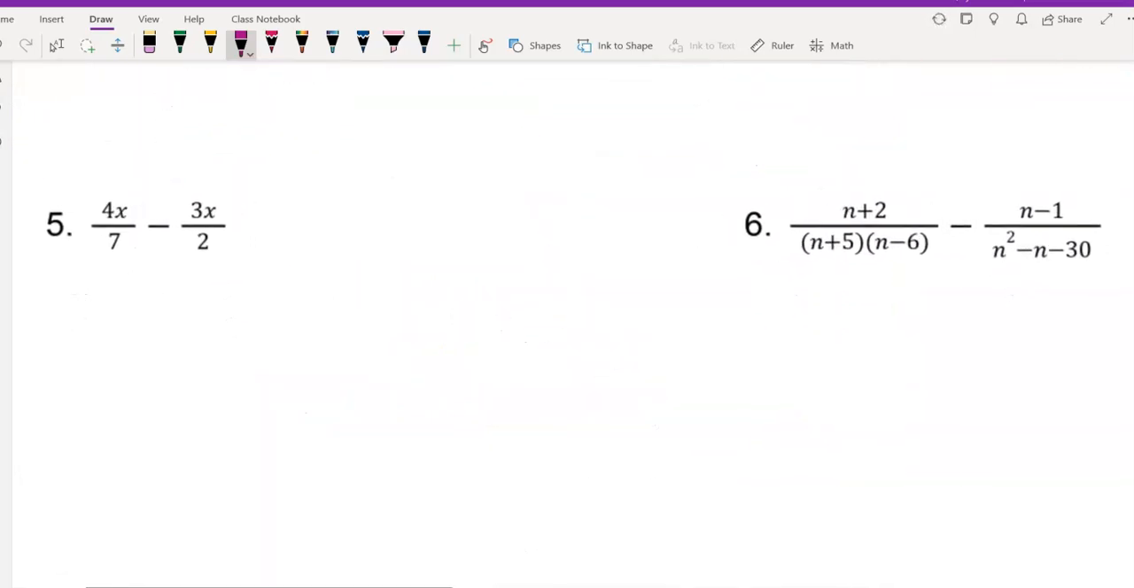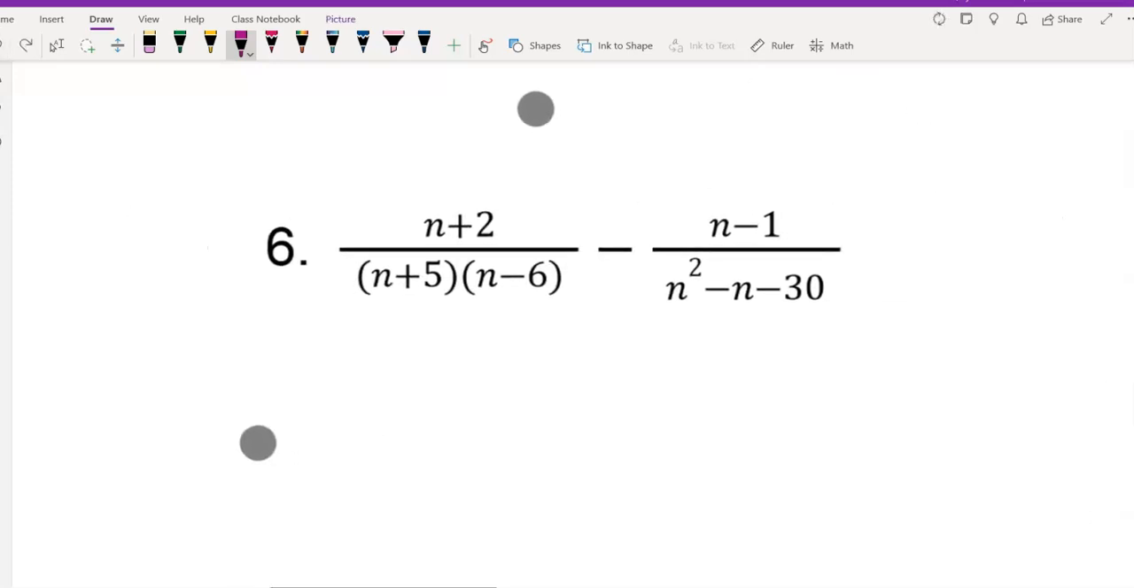Now, 5 and 6, these are both negative. We are subtracting. Anytime you subtract, we need to change the sign to a plus sign and change the signs of the following numerator, or distribute the negative. Same thing with number 6. Change it to a plus sign and distribute the negative. Let me do that one more time just for you to see it.